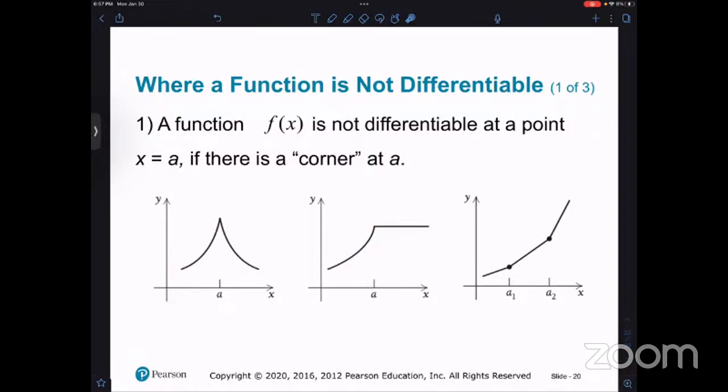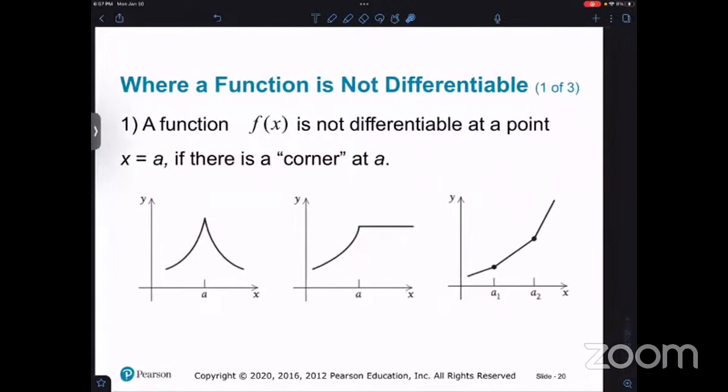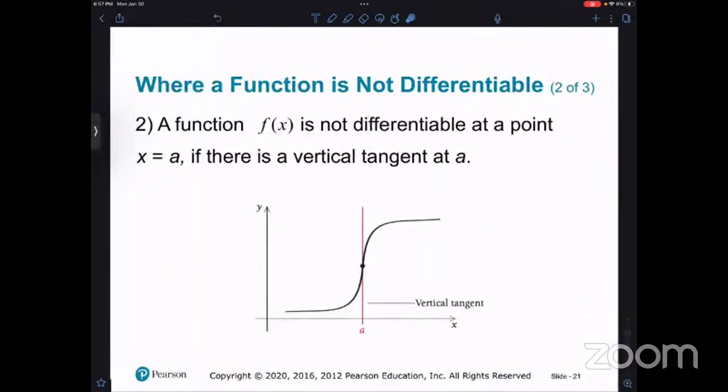Okay. If a function creates a vertical tangent line, then we say it's not differentiable. So if you draw the tangent and it creates a vertical line like this, we say it's not differentiable at that point. And if there's a hole or if there's a gap.